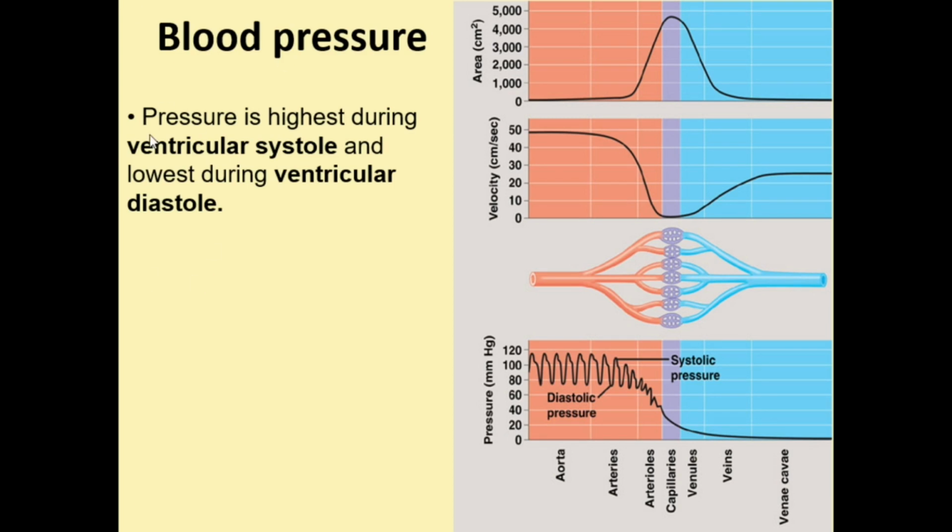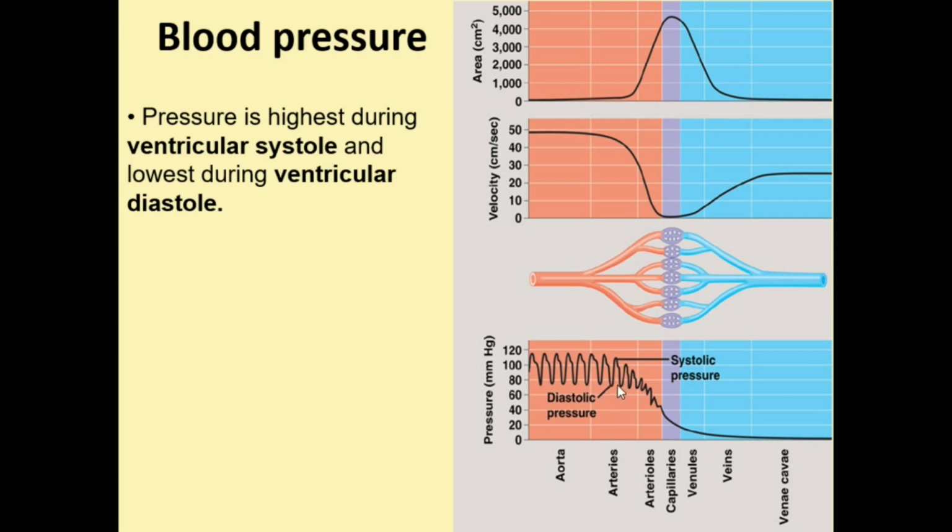So we can see up here that pressure is highest during ventricular systole, so that is when they are contracting, and lowest during ventricular diastole, so that is when they are relaxed, which kind of makes sense, doesn't it? So that's when you see this up and down wavy line when you're looking at a blood pressure readout, that's what it refers to. So the peaks are the systolic pressure, and the troughs are the diastolic pressure.